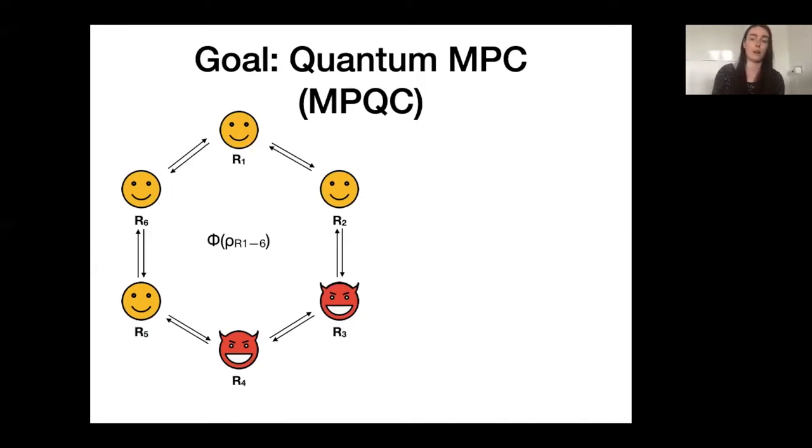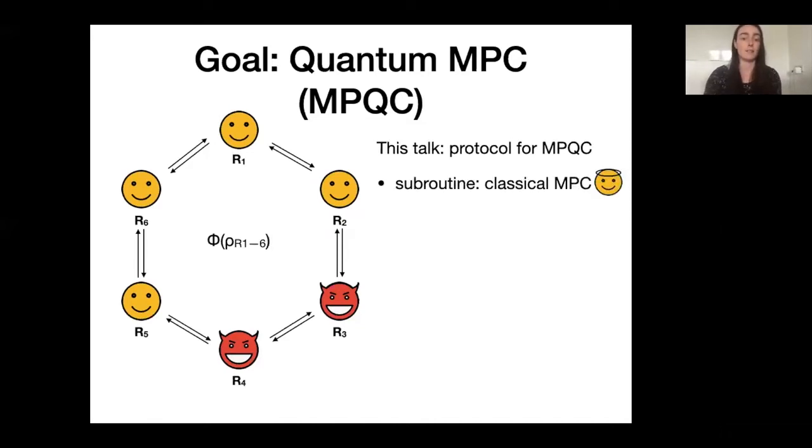During this talk, I'll present to you a protocol for multi-party quantum computation, or MPQC, that has as a subroutine a classical MPC protocol that will be called several times. This classical MPC protocol needs to satisfy the properties on the previous slide, even if all but one of the players are corrupted.